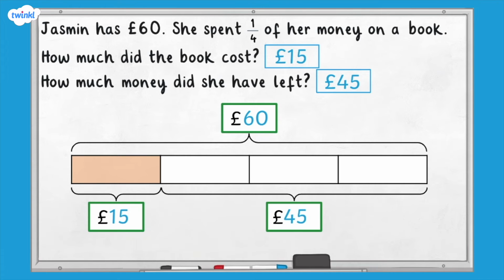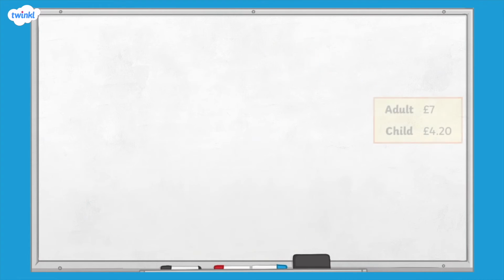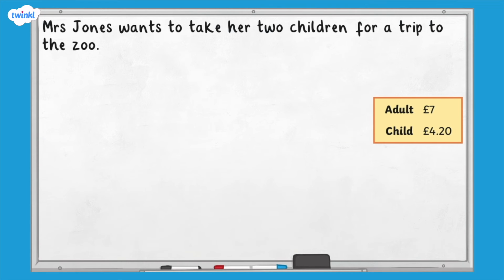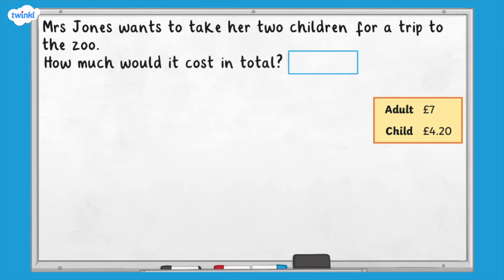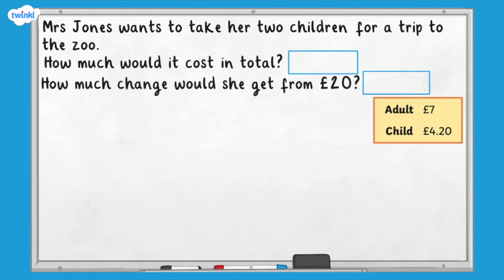Now let's take a look at a different type of question. Here we have the costs for entry to the zoo. Mrs. Jones wants to take her 2 children for a trip to the zoo. How much would it cost in total? How much change would she get from £20? We can use a bar model to help solve this problem.